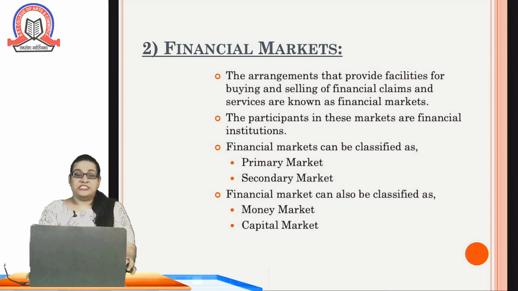Financial markets can be classified as primary market and secondary market. Primary market is that market in which newly issued securities are dealt, and secondary market is that in which already issued securities are dealt, like share market. Financial markets can also be classified as money market or capital market. Money market means in which short term instruments are dealt, and in capital market, financial instruments of more than 1 year are dealt. So these are the financial markets.